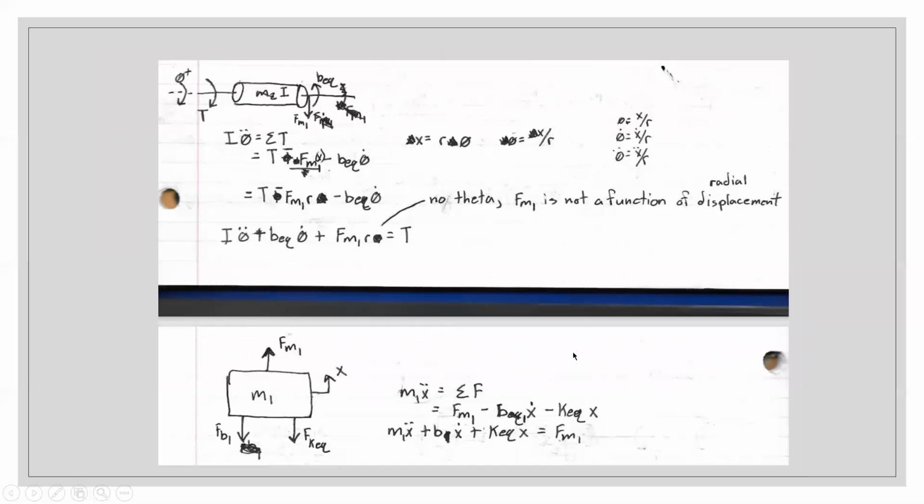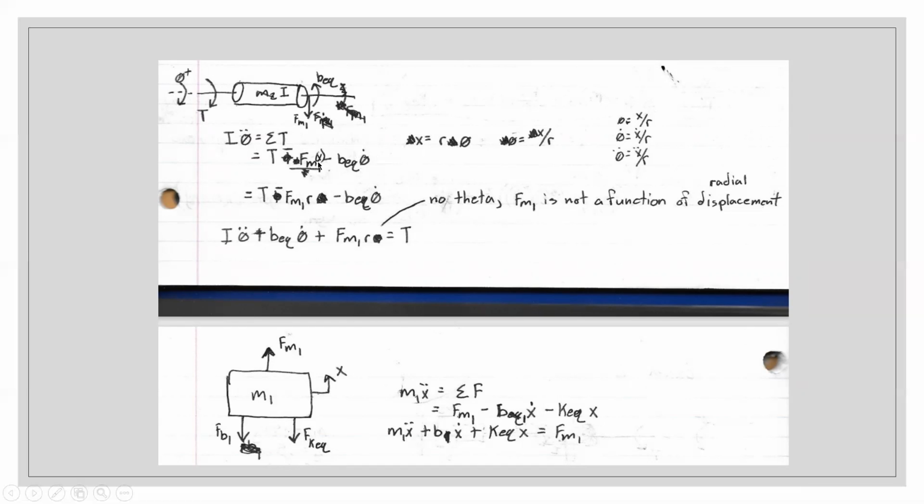So applying the forces to the free body diagram, here we have the torsional gear moment of inertia times the angular acceleration equals the sum of the torques. So we have the applied torque minus the force of M1. Now this is in the X direction. This isn't a radial force. So we're going to address that in the next equation down here. And of course, minus B equivalent, the damper, times angular velocity.